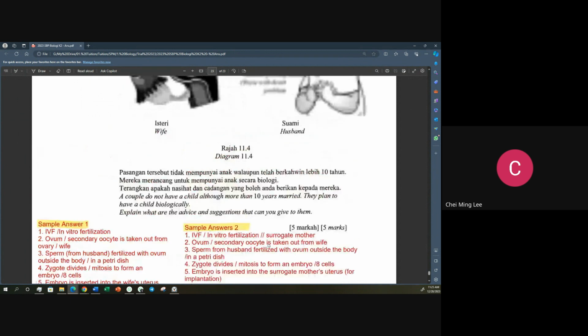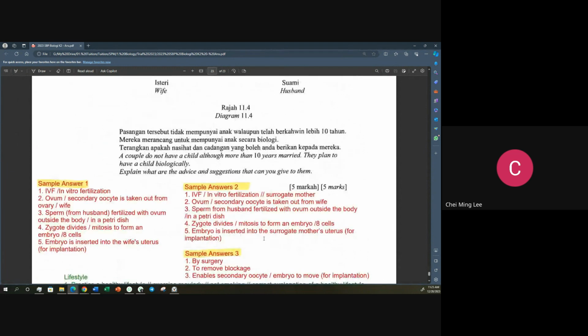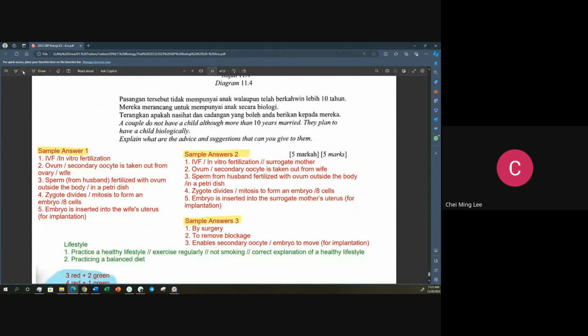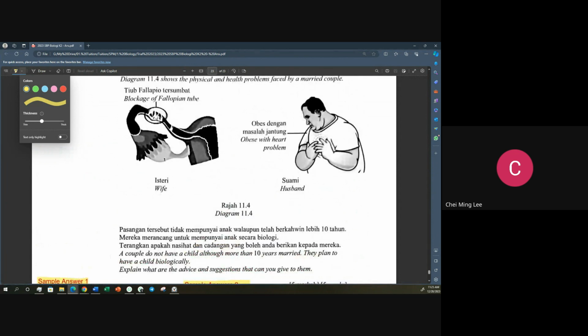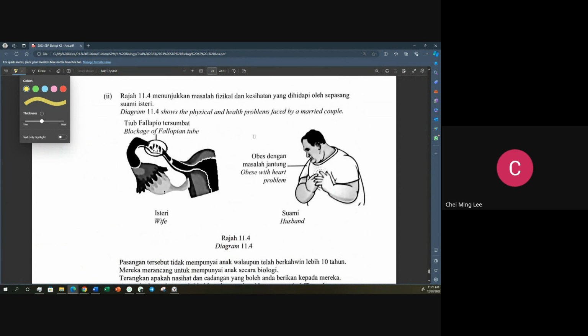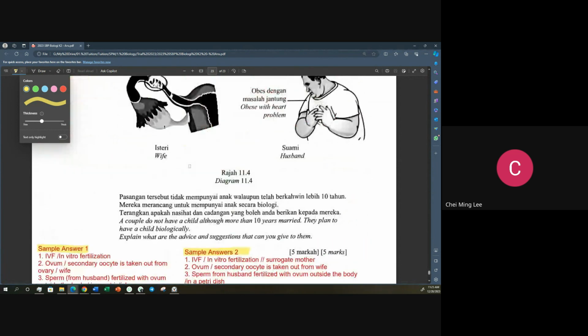Do not forget, in these questions, why do we need to do for 2? Because he has mentioned 2 things. This is more on the health problem, this is the physical problem, so it's different. There are 2 of them, so you need to mention both for husband and wife.